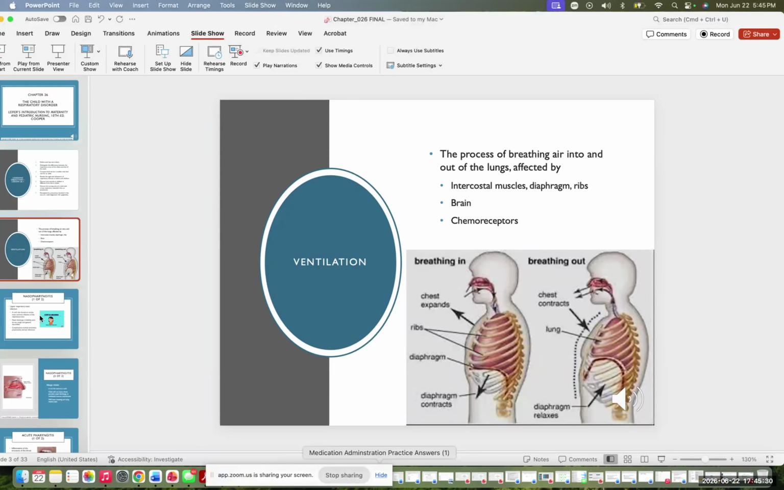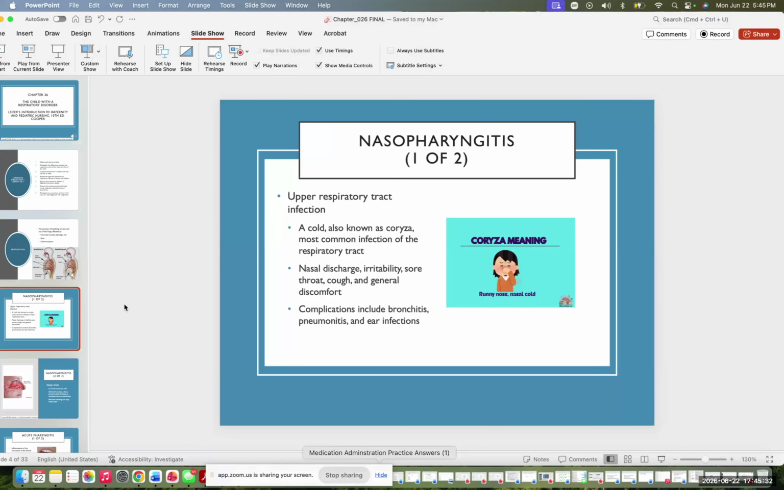So we'll review the anatomy when we go through each of the diseases. All right, so we'll start at the top. Nasopharyngitis, inflammation of the upper respiratory tract. This is a fancy term for the generic cold, right? Who in here has had a cold? Everyone, right? Everyone has a cold.